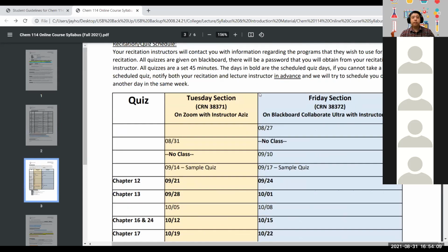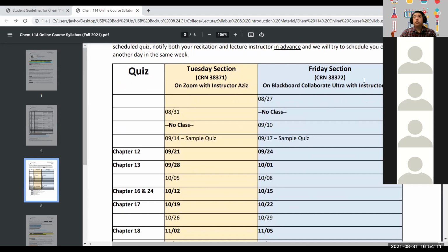So a little bit about your quiz schedule here, Tuesday section and Friday section, and they tell you what program your instructor uses. Instructor Aziz also uses Zoom, and instructor Look likes to use Blackboard Collaborate. So you're going to join him on Blackboard Collaborate for your recitation classes. It tells you what days you have recitation, any gaps in between. So this week, there's no class for Friday. And then next week, there's no class for Tuesday.